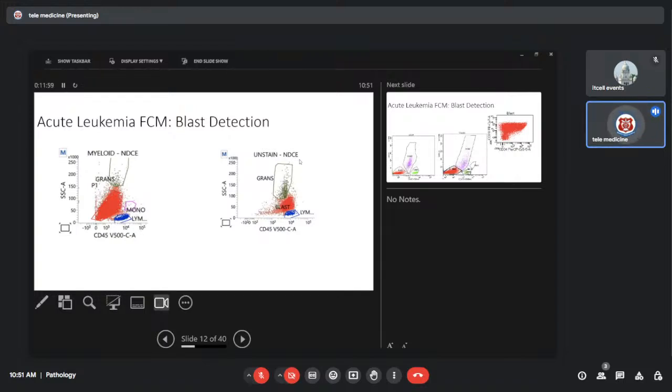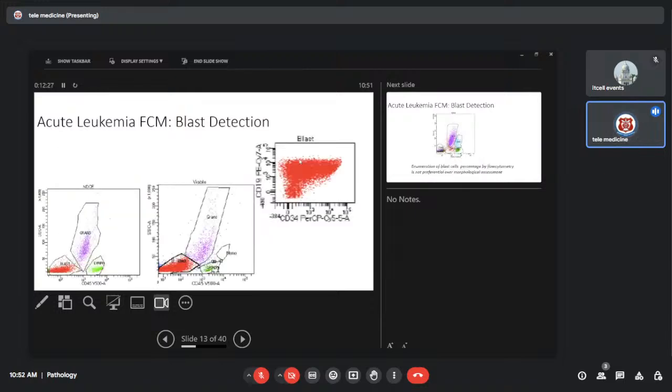Then you see here. Normally, we are expecting blast to be here, but now you can see the blasts are sitting where normally monocytes are. So this is from a case of acute monocytic leukemia. So see, you cannot see the blast with your eyes on the flow plot, but if you know these patterns, you can probably link it to the morphology.